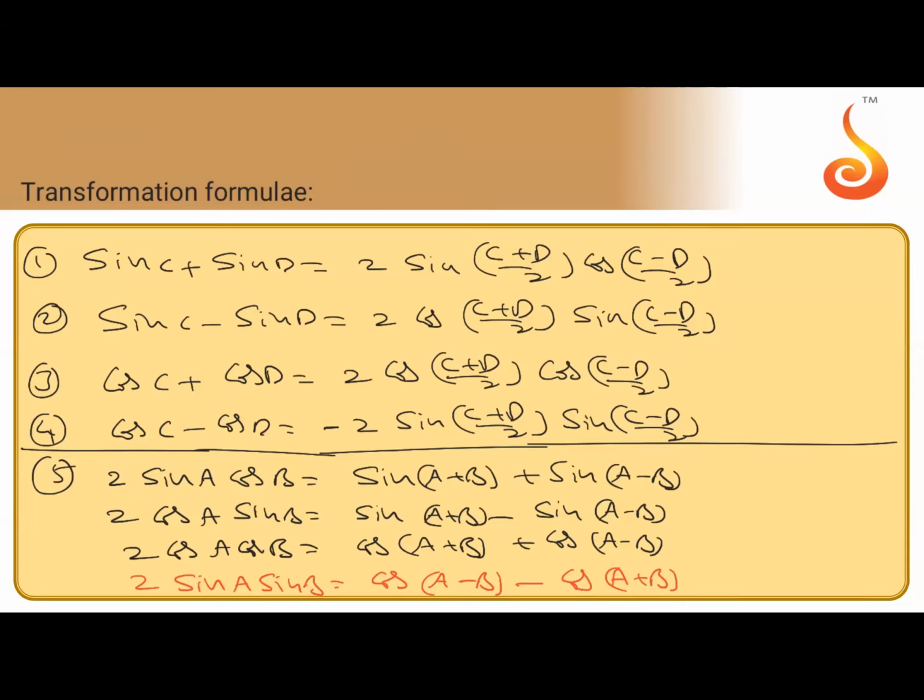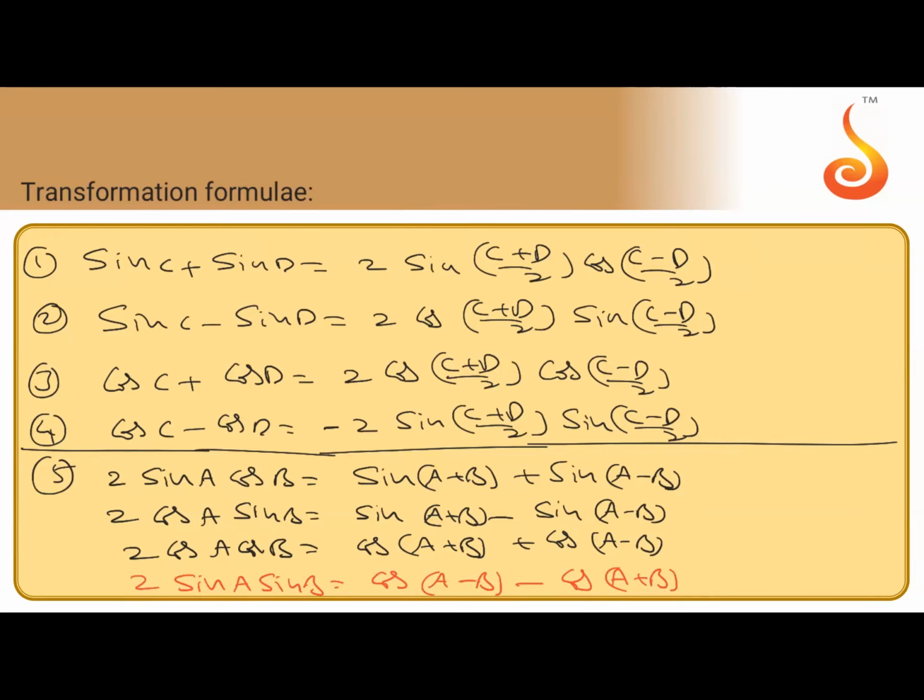So the first 4 are sum to product. Transformation is sum to product and product to sum. And product to sum has 5 formulas. When the product is there, we make a summation. The combinations required are sin A cos B, cos A sin B, cos A cos B, sin A sin B. You have to get a lot of practice on this. Not only for this topic, even for calculus, they are very useful formulas.